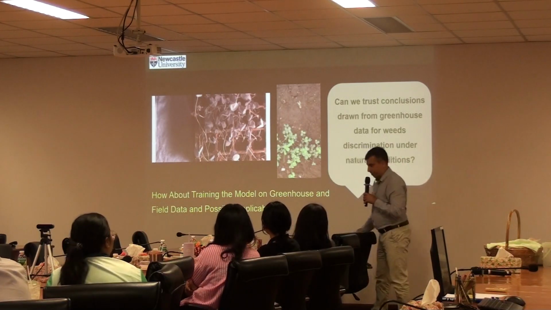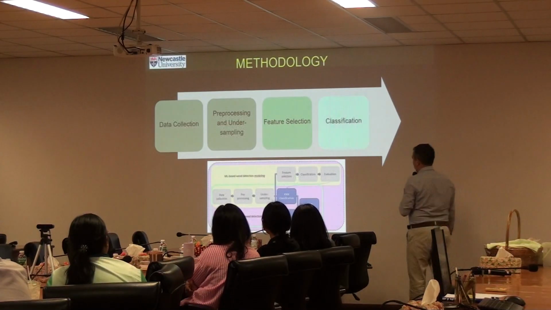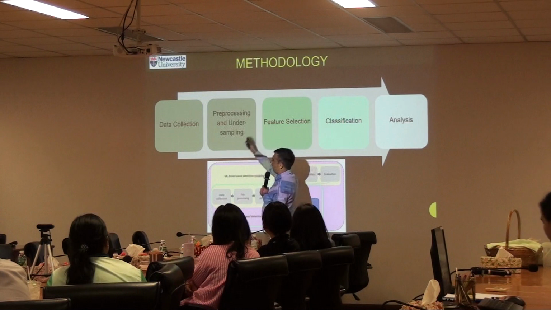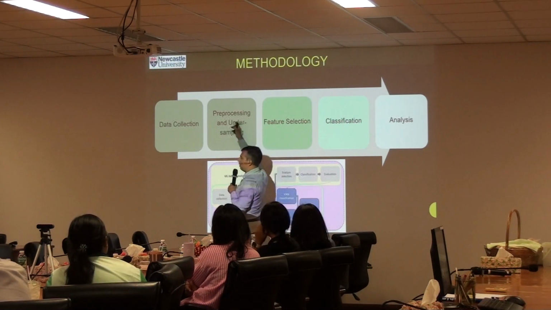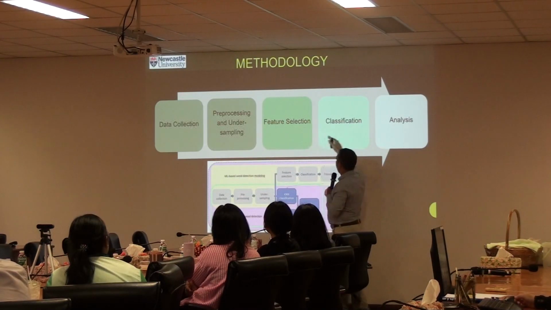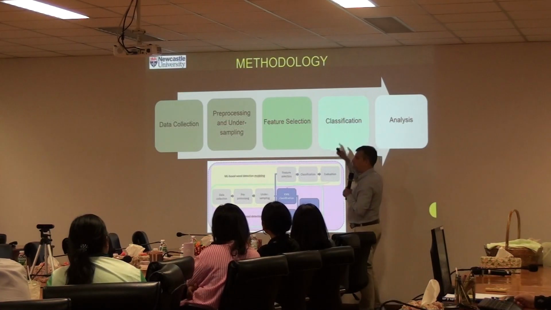I think you know my answer, right? But this is the normal methodological approach which we were using. You have your data collection, you have your pre-processing, and we add another step in the middle, which is more like undersampling. I will come to that in a minute. Then we did the feature selection and then classification and analysis. Again, this is machine learning, not deep learning.